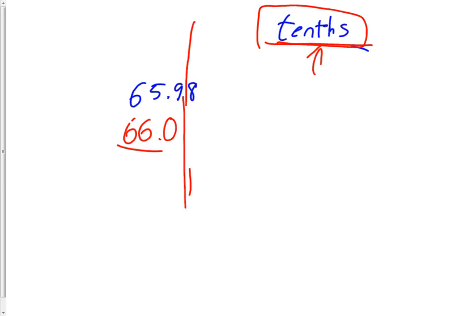The idea is rounding means I don't care about anything after the place that I say I'm rounding to, and I just have to decide, do I want to go up by 1 in that place?